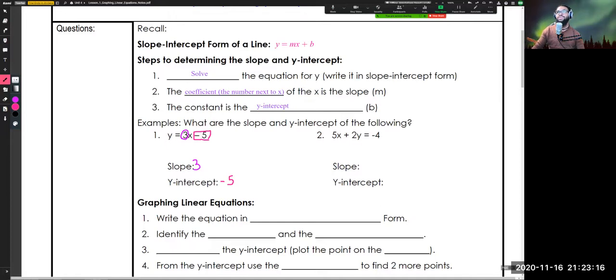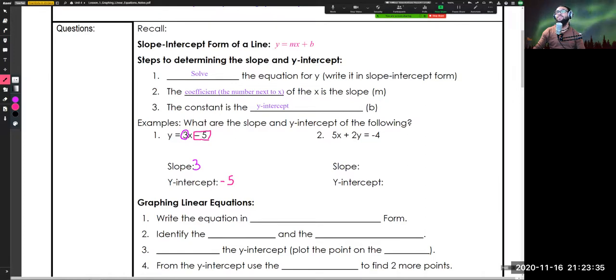Now let's look at number 2. Number 2, we're still looking for the same thing. It says, what are the slope and y-intercepts of the following? This gives us 5x plus 2y equals negative 4. Remember, when we're trying to figure out what the slope and the y-intercept are, we have some steps above.